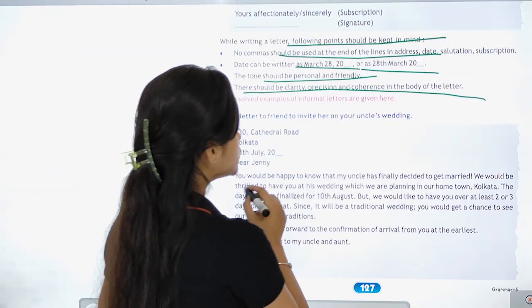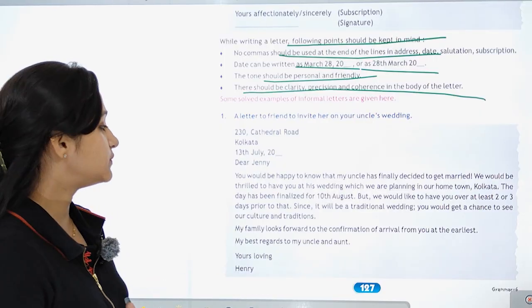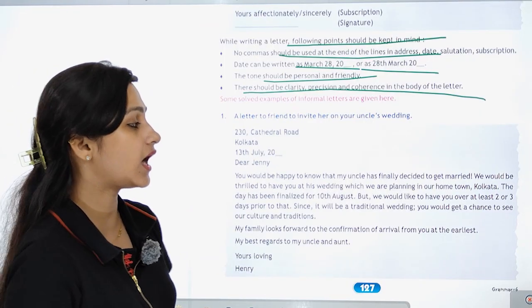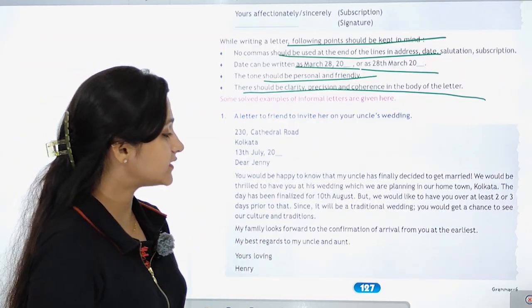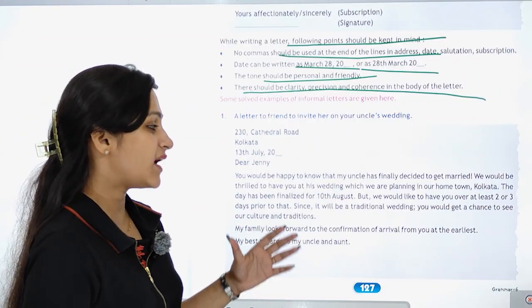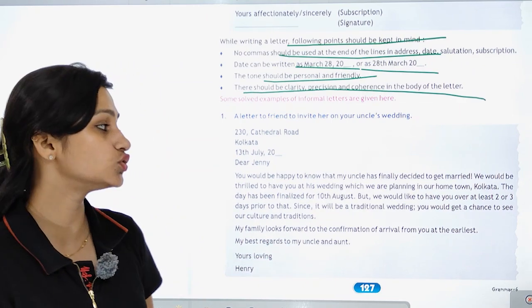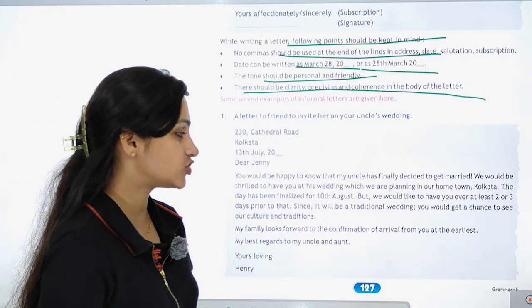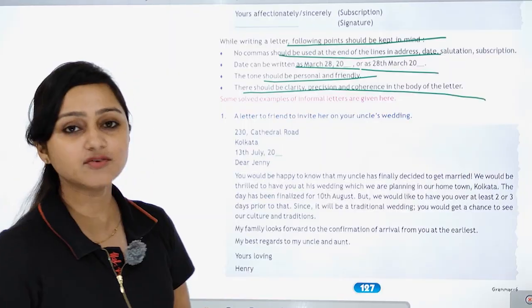You would be happy to know that my uncle has finally decided to get married. We would be thrilled to have you at his wedding, which we are planning in our hometown, Kolkata. The day has been finalized for 10th August, but we would like to have you over at least 2 or 3 days prior to that. Since it will be a traditional wedding, you would get a chance to see our culture and tradition.